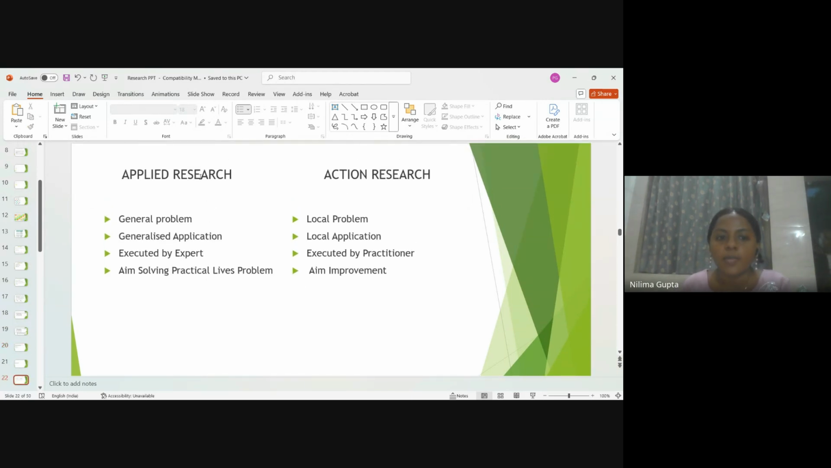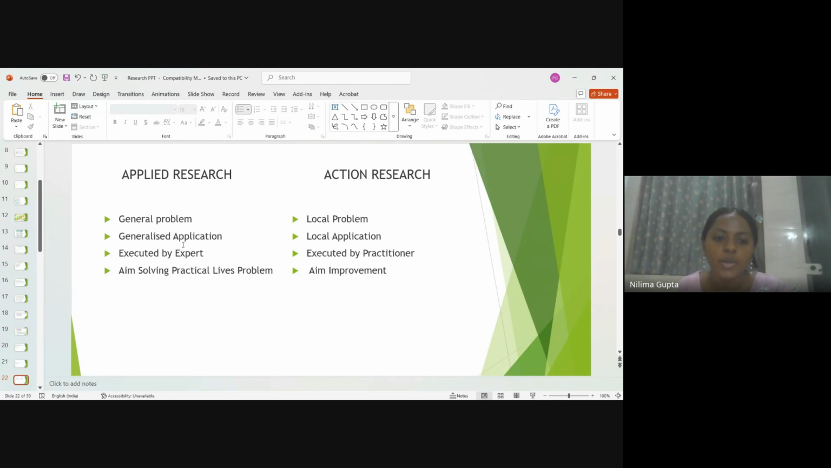So when I talk about applied research, it is solving a general problem. Action research, a local problem. Applied will have generalized application. Action research will have a local application. Applied research is executed always by a very expert person, and action research is executed by any practitioner. And when I talk about practitioner, that means the university teacher or the principal, anybody.